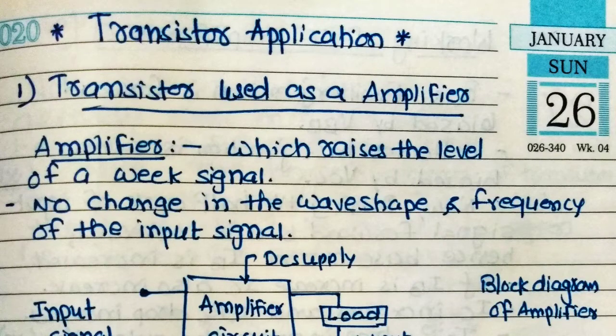Now what is the meaning of amplifier? The amplifier raises the level of a weak signal. If you have a very weak signal, then a loudspeaker cannot speak properly. That's why we need to amplify the signal. It means the level can be increased, but there is no change in the wave shape and frequency of the input signal.